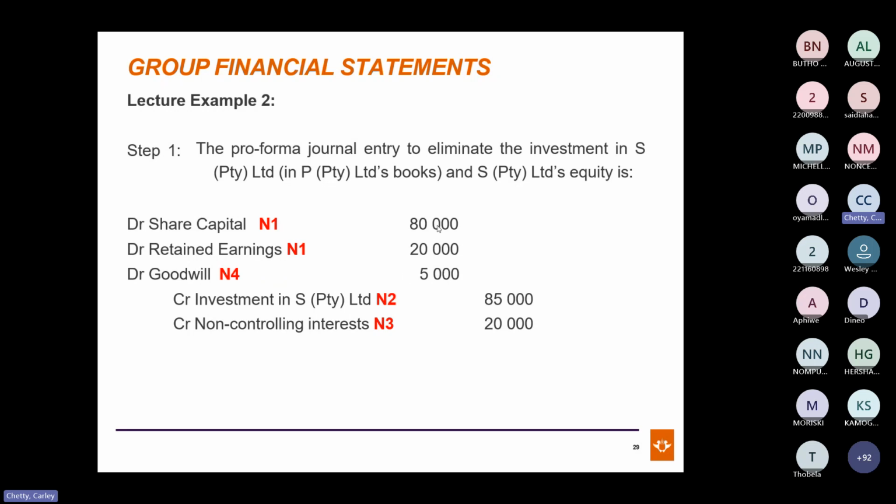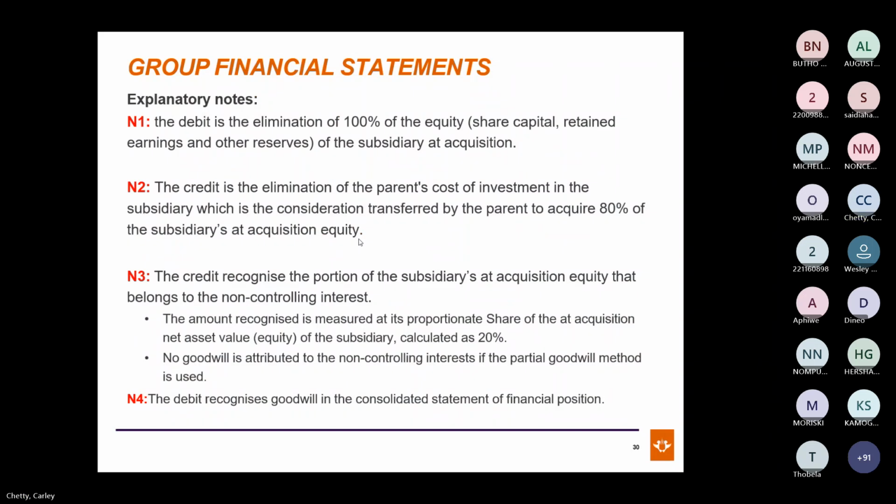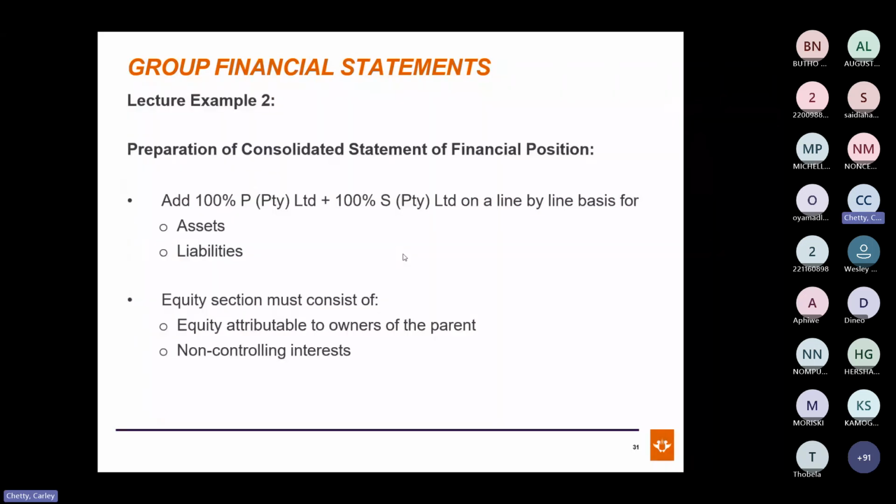Okay, so if you take your debits here and your credits, they only balance because of the goodwill that we calculated. So we are debiting goodwill with 5,000 Rand. So remember, this goodwill is an asset and it is going to be shown on the consolidated financial statements. Okay, so that is the pro forma journal entries. This is just an explanation of the pro forma journal entries that we have already gone through.